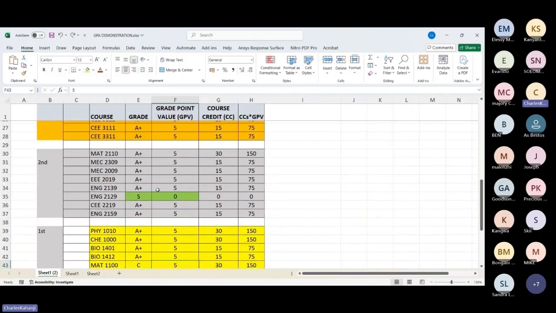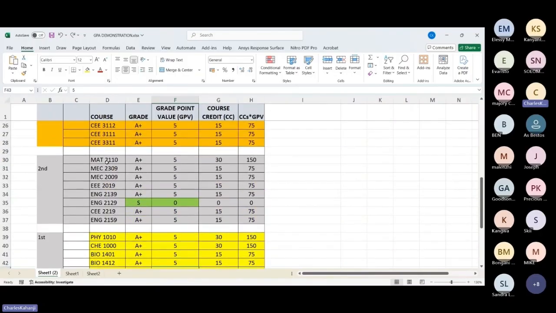So you go to your second year. Your second year, you've got 8 courses: 1, 2, 3, 4, 5, 6, 7, 8. Okay, so you do the same. Mathematics is a full course, so it has got a course credit of 30. If you've got an A plus, you get a GPV of 5. All the other courses are half courses, so they've got a credit of 15. Then we've got the ENG 2129.